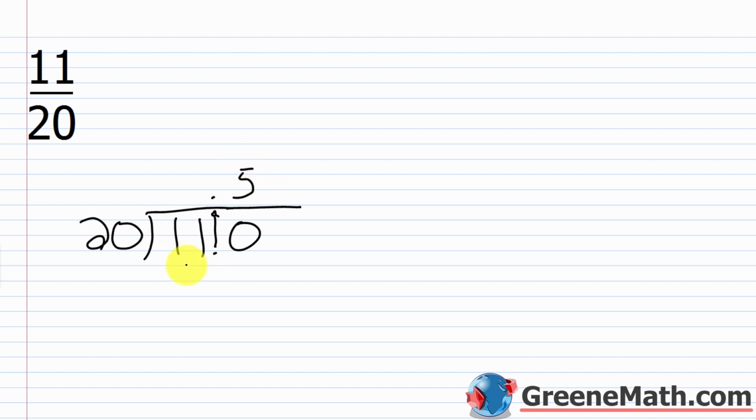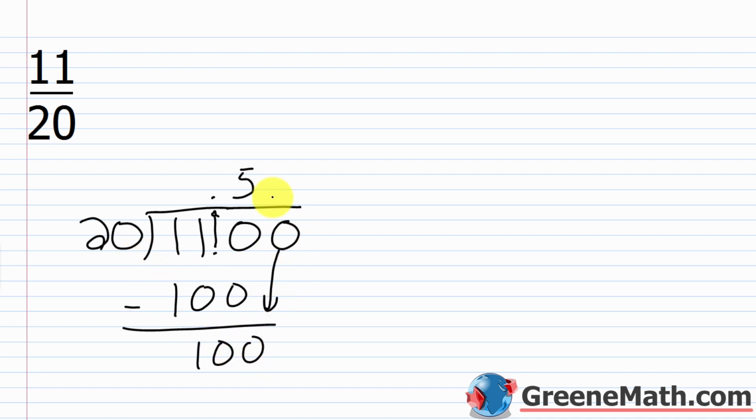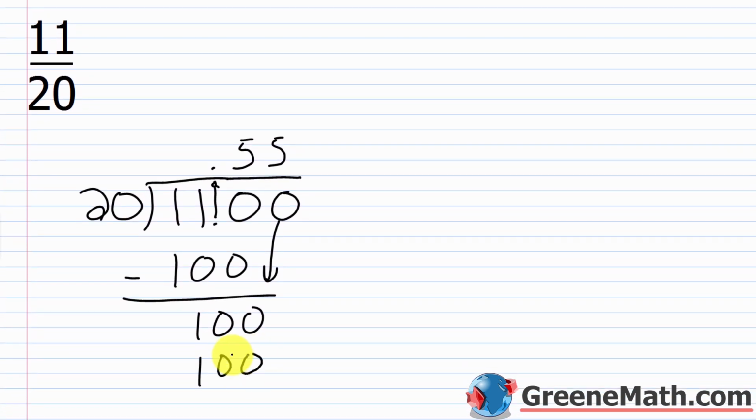Okay, what if we had 11 over 20? So again, we can take 11 and we can divide it by 20. So I'll need to put a decimal point here and bring it up into the answer. So 20 is not going to go into 1. It's not going to go into 11. It will go into 110 5 times. 5 times 20 is 100. Subtract and we'd have 10. Go ahead and put a 0 there and bring it down. 20 goes into 100 5 times. 5 times 20 is 100. Subtract and get 0. So 11 over 20, or 11/20ths, is going to be equal to 0.55 as a decimal.